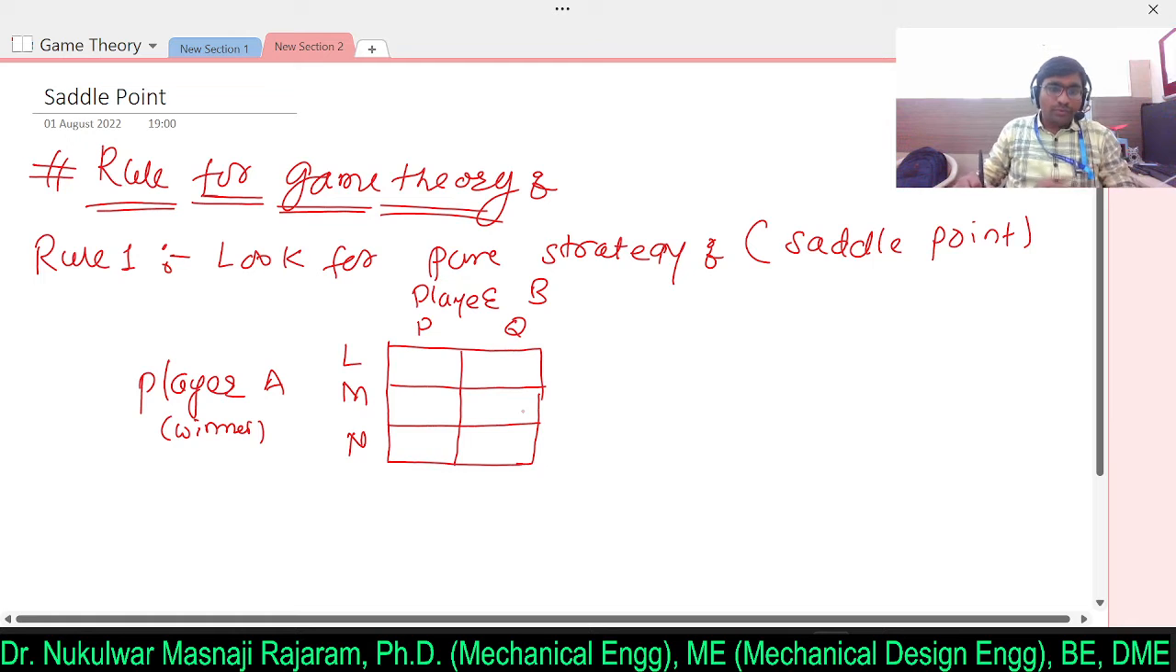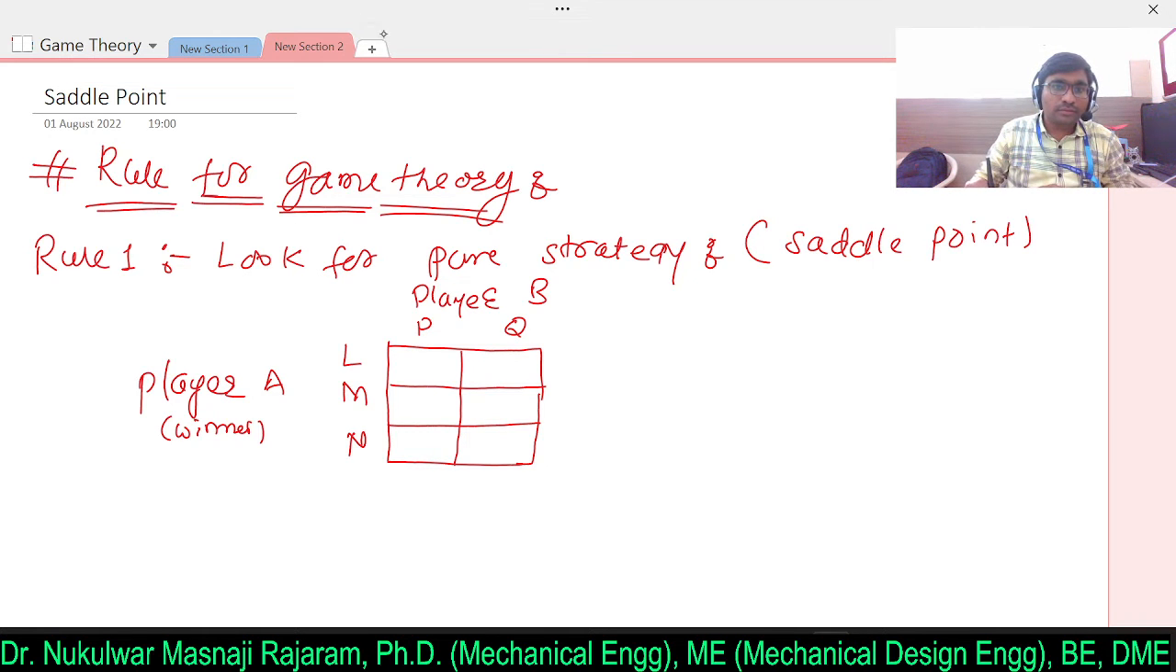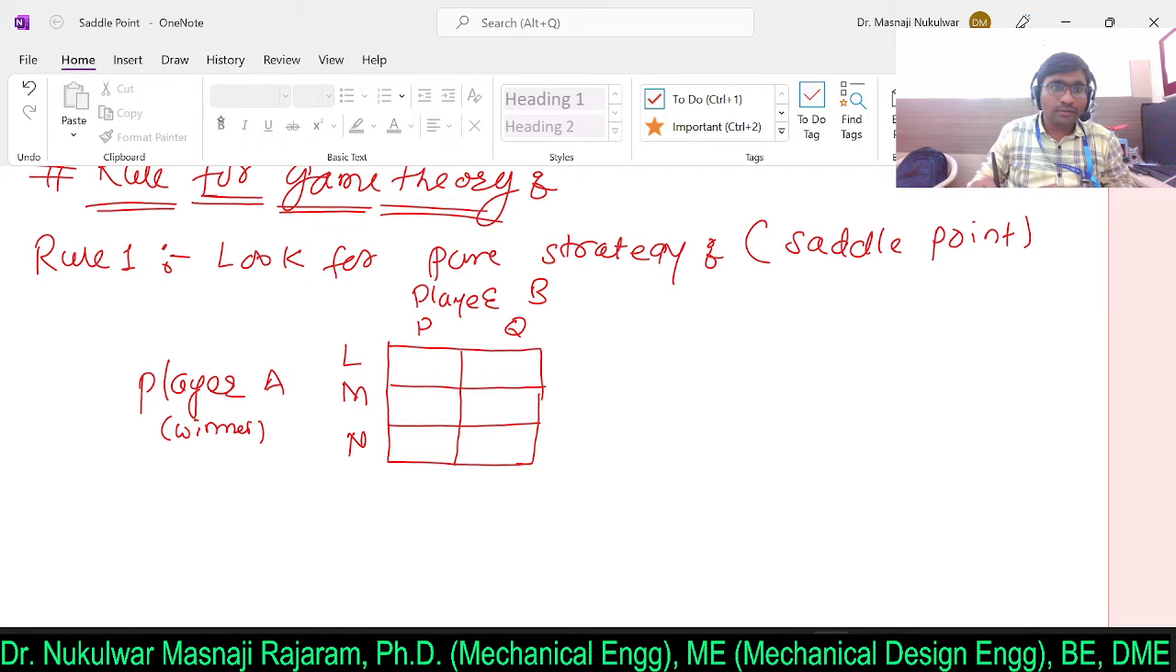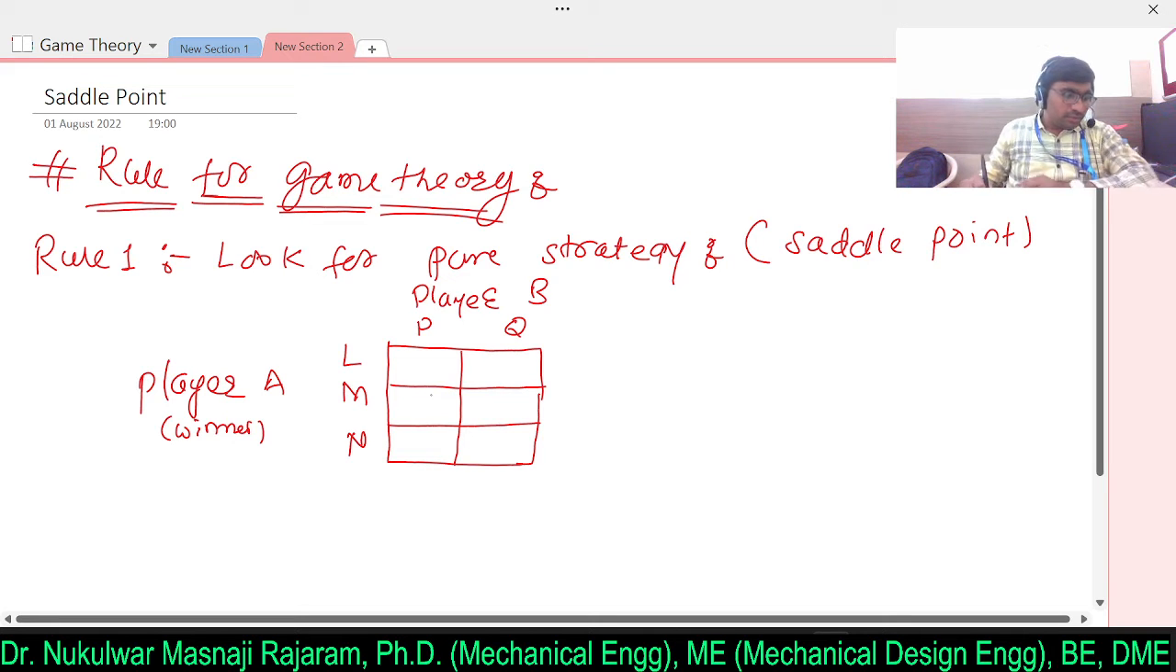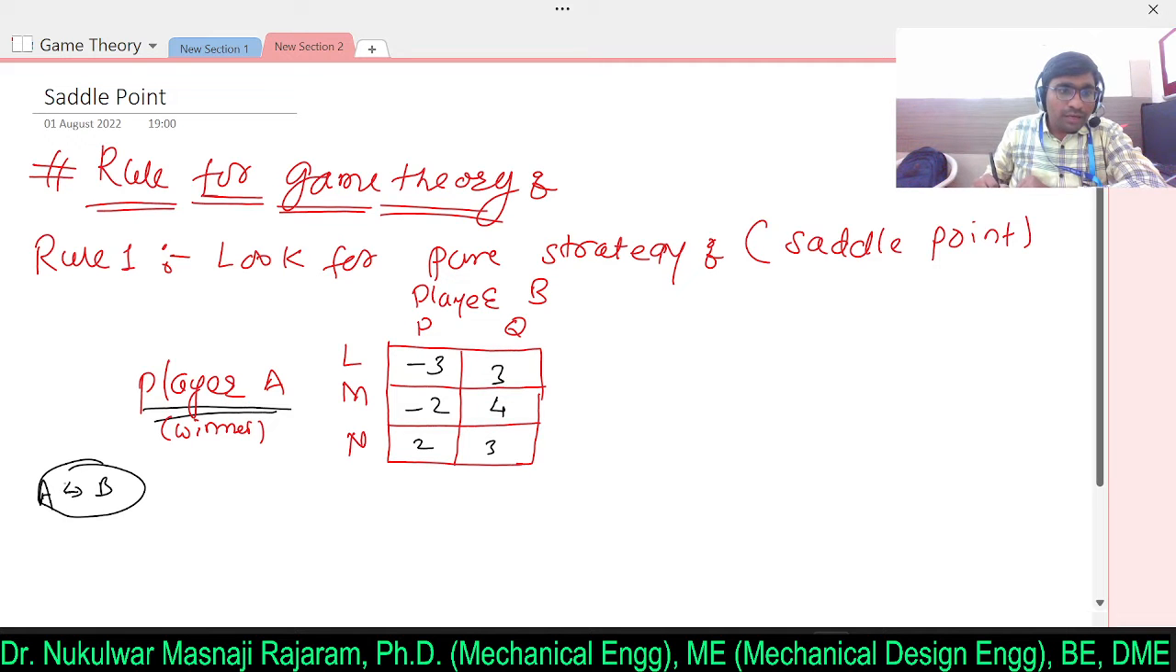Clear? Now here I will write the matrix: -3, -2, 2, 3, 4 and 3. Now what I have written over here, all the values indicate the payoff related to player A. So if player A plays the strategy L, now this is a game between A and B. Here I am considering A as a winner and B as a loser.